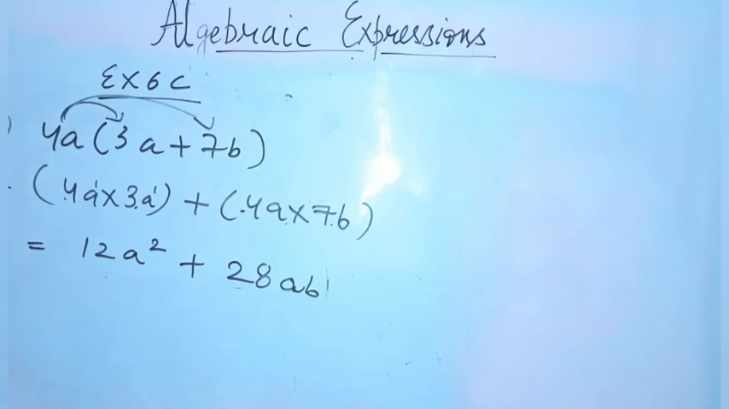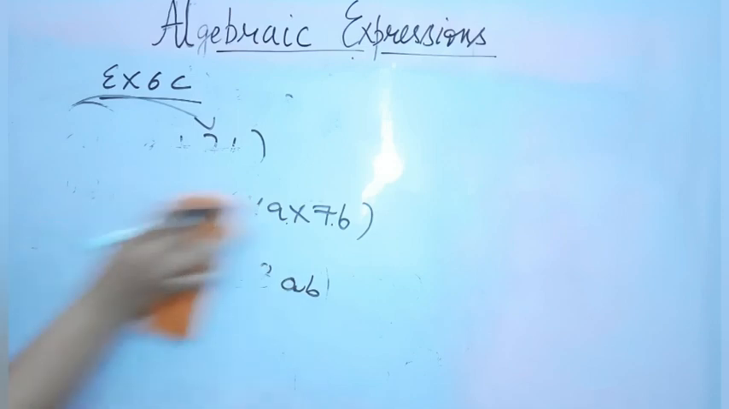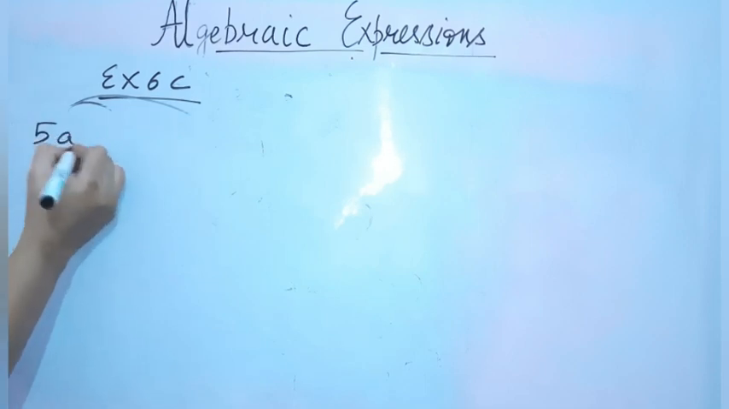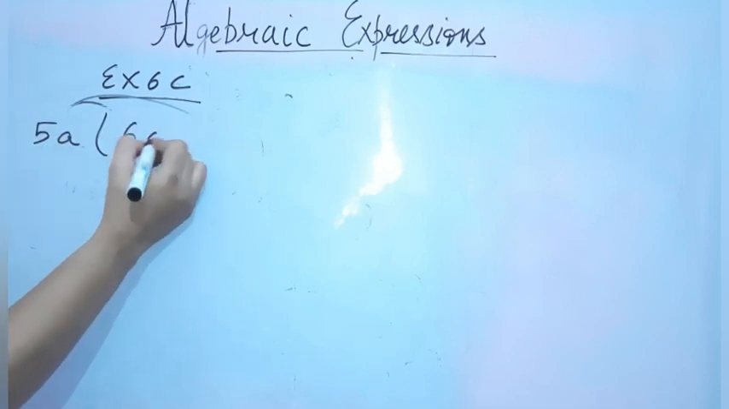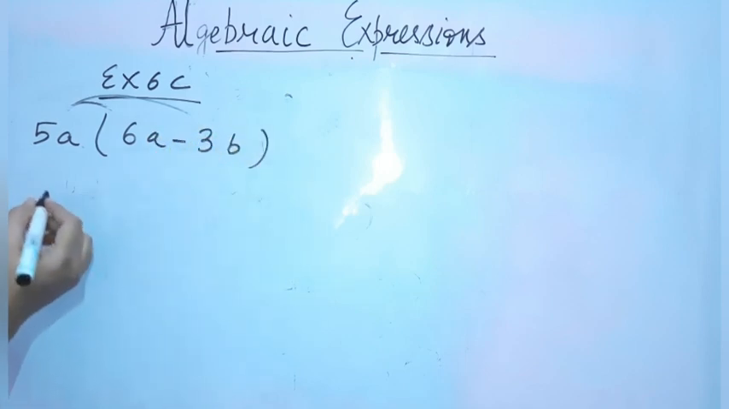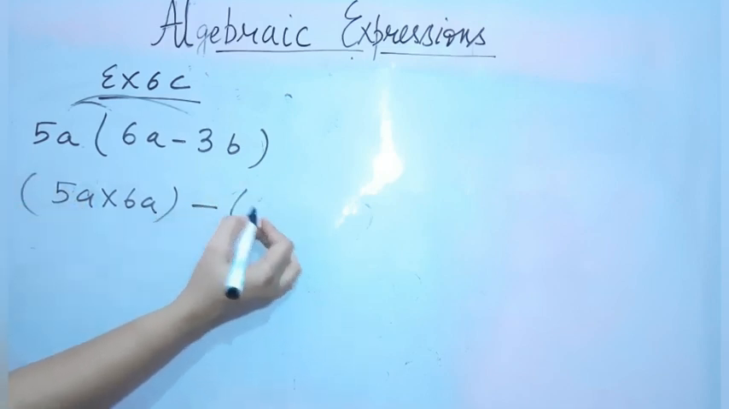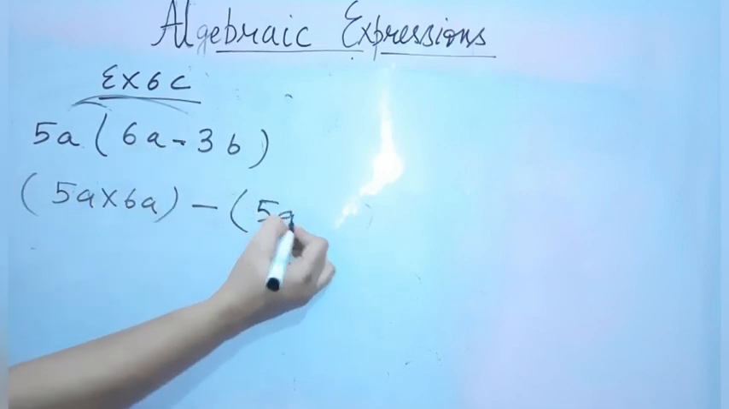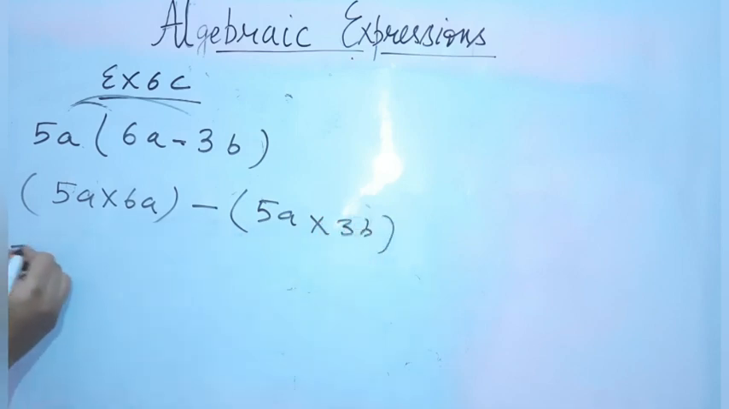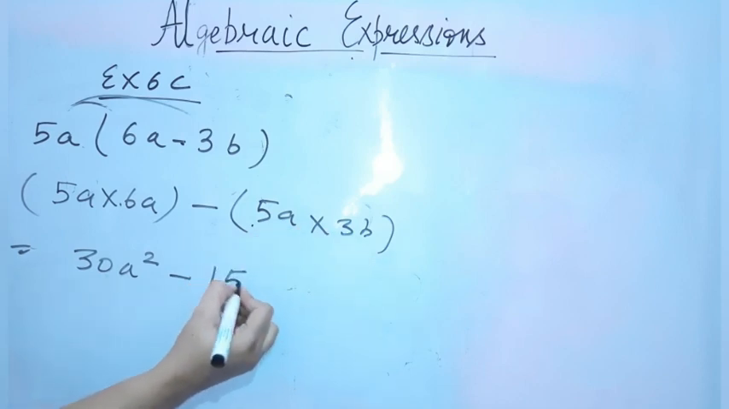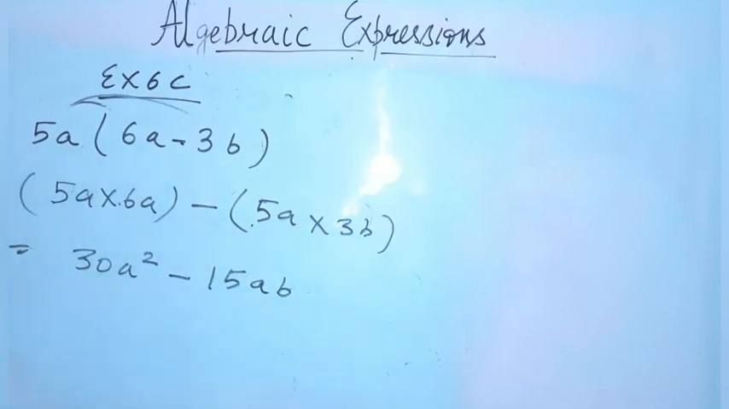Okay students, now let's move on to the next question. Question number 2. You have to solve these questions in your maths class copy. Solve along with me. Just play the video and start solving the questions in the copy. 5a, 6a minus 3b. Again same process will be followed. 5a multiplied by 6a, bracket closed, minus, since it is a negative sign, 5a multiplied by 3b. Now 5 6s are 30, so 30a square minus 5 3s are 15, so 15ab. This is the final answer.